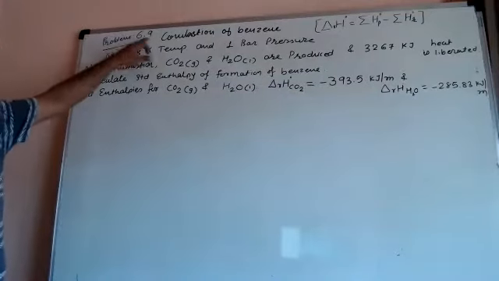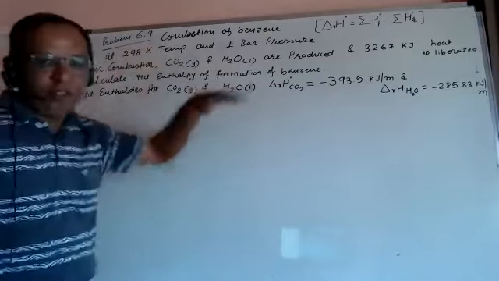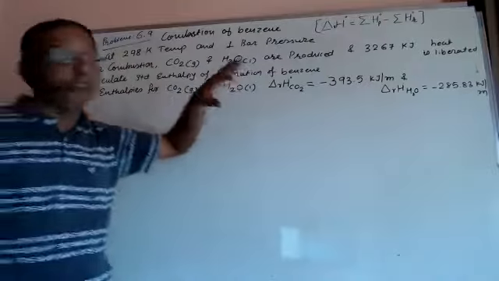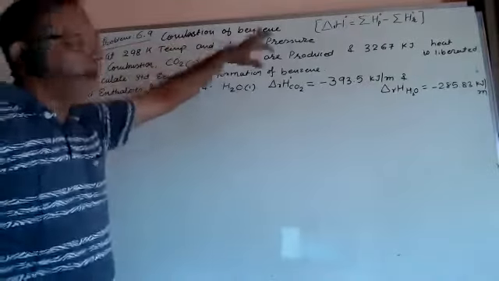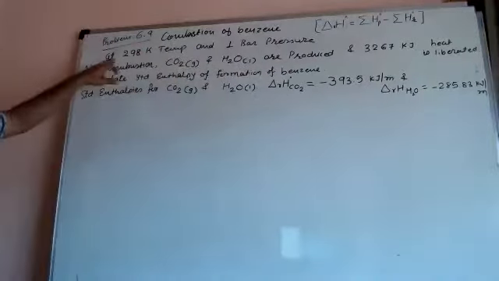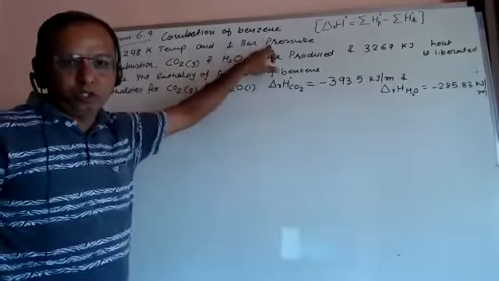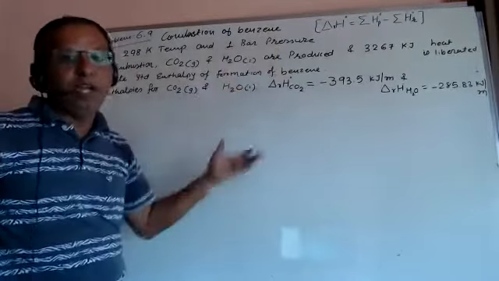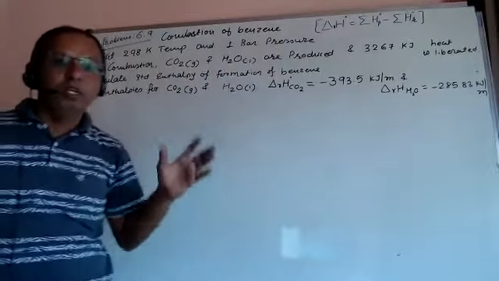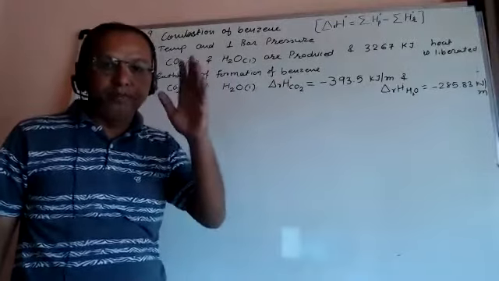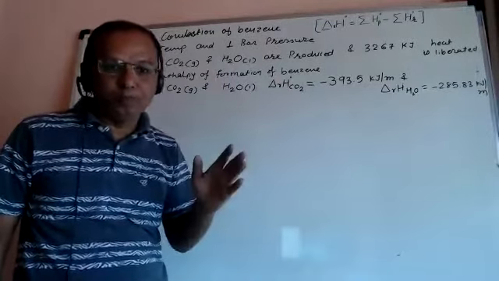So friends, problem number 6.9 of your textbook, chapter number 6. The question given is the combustion of benzene taking place at 298 Kelvin temperature and 1 bar pressure. So this is the condition given, and this condition is for standard conditions. So the enthalpy change we will consider will be the delta H0.